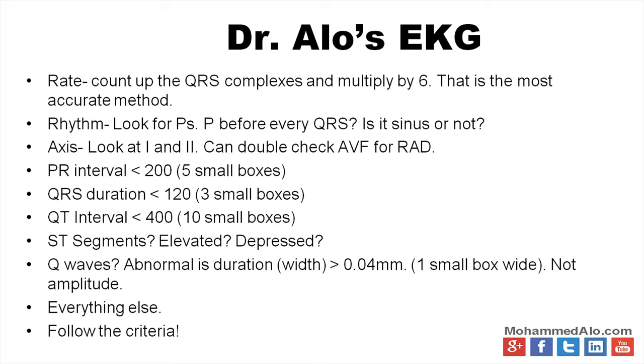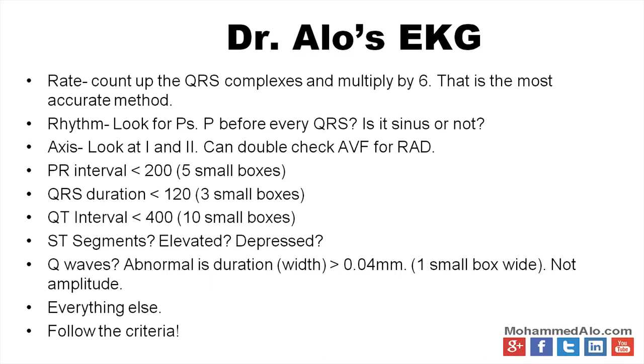Axis is also very important. You look at lead 1 and 2. They're right on top of each other to the very left side of the EKG, 1 and 2. If they're both upright, 2 thumbs up, you've got normal axis. If 1 is up and 2 is down, they're leaving each other, that's left axis. If 1 is down and 2 is up, that's right axis deviation.